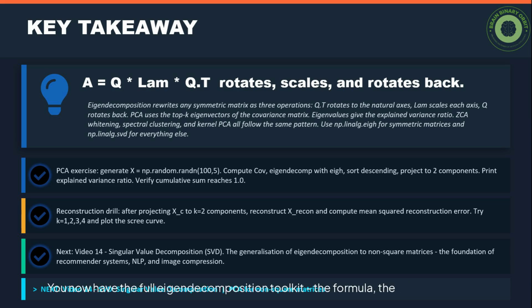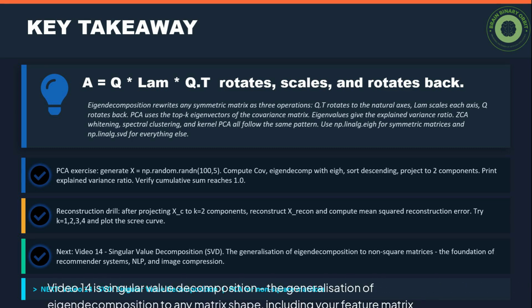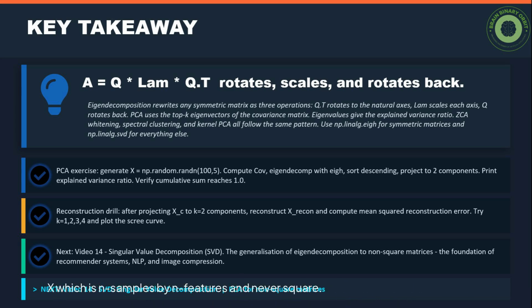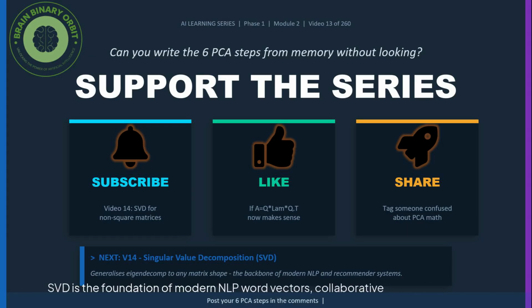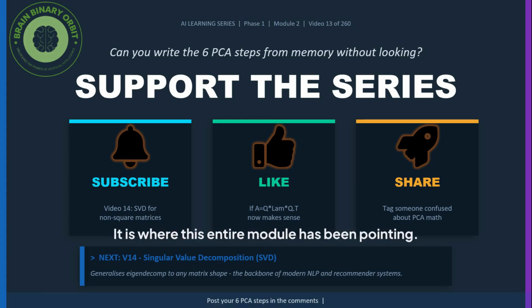You now have the full eigendecomposition toolkit, the formula, the intuition, the PCA workflow, ZCA whitening, spectral clustering, and the AIOps application. Video 14 is singular value decomposition, the generalization of eigendecomposition to any matrix shape, including your feature matrix X, which is n samples by n features and never square. SVD is the foundation of modern NLP word vectors, collaborative filtering in recommender systems, and image compression. It is where this entire module has been pointing.